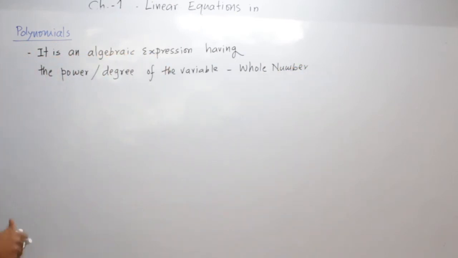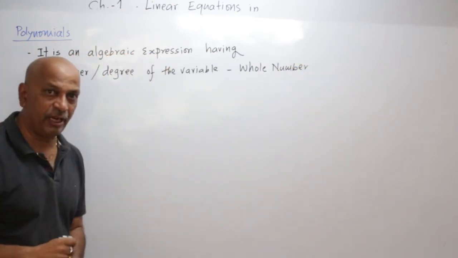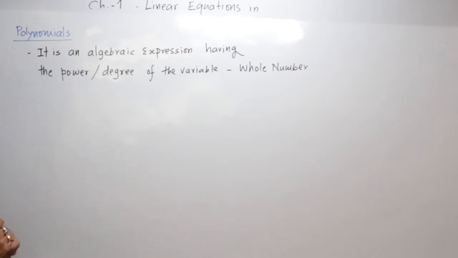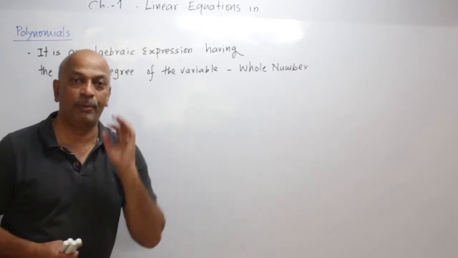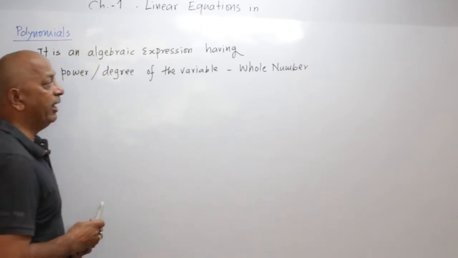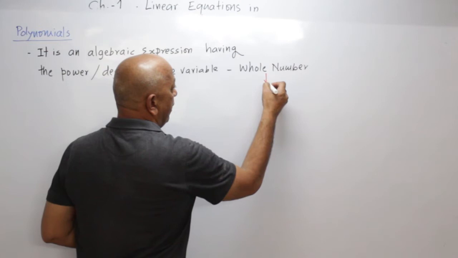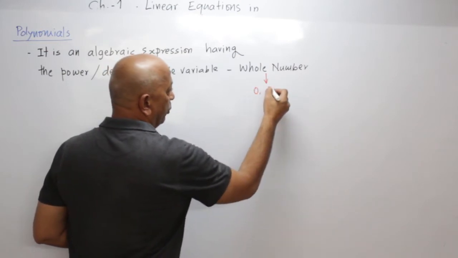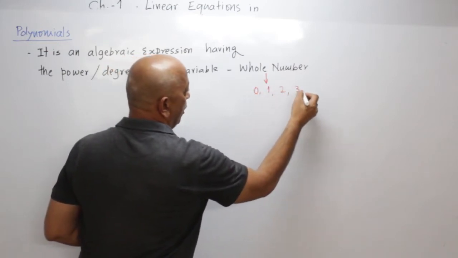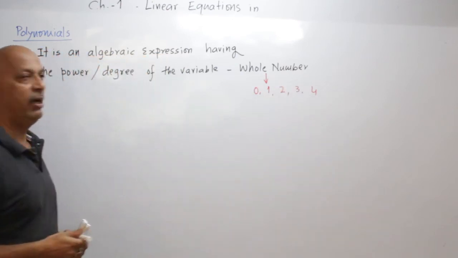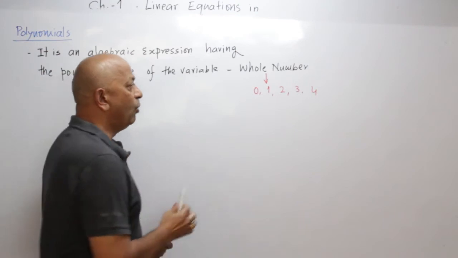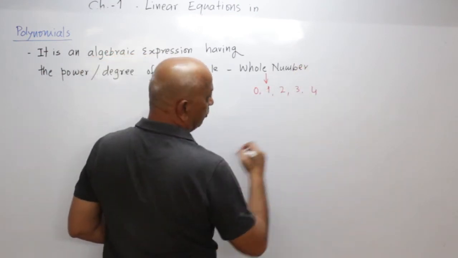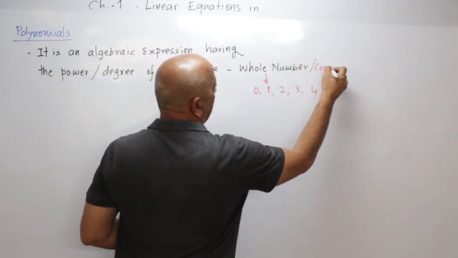समजून घेऊया आपण. अल्जेब्राइक एक्सप्रेशन आहे, त्याची पॉवर डिग्री जी आहे ऑफ द व्हेरिएबल कशी पाहिजे आपल्याला, होल नंबर पाहिजे. आता होल नंबर म्हणजे काय? होल नंबर म्हणजे 0 पासून चालू होणार 1 2 3 4. So these are called as whole numbers or these are also called as counting numbers. आपण काय म्हणतो? We call this as counting numbers.